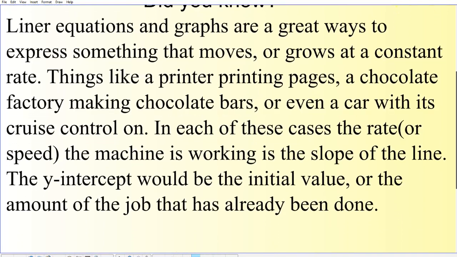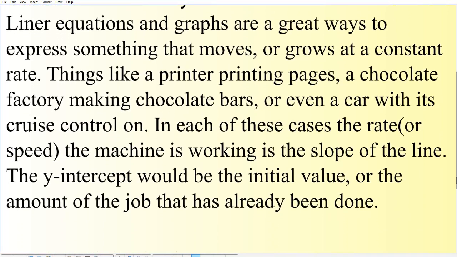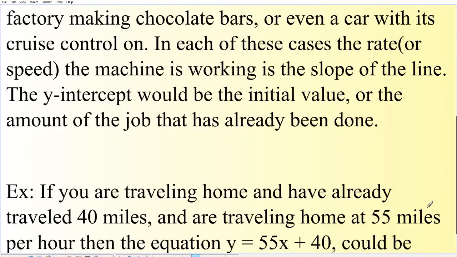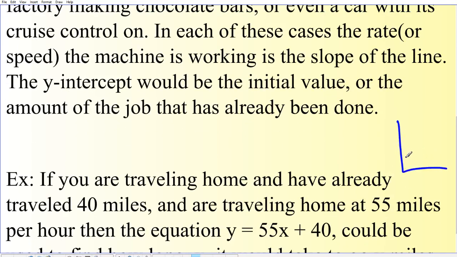Did you know that linear equations and graphs are great ways to represent something that moves or grows at a constant rate? Things like a printer printing pages, a chocolate factory making chocolate bars, or even a car with its cruise control on. For each of these things, the rate or the speed that the machine is working at is the slope of the line. So if you graphed a car driving down the road at a constant rate, it would be a straight line.